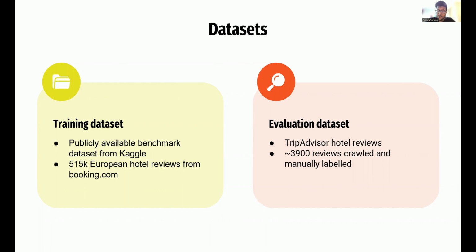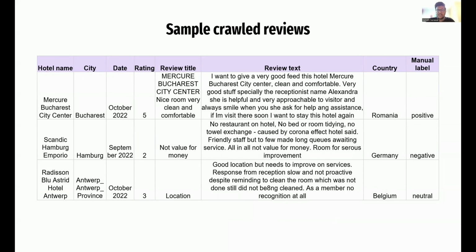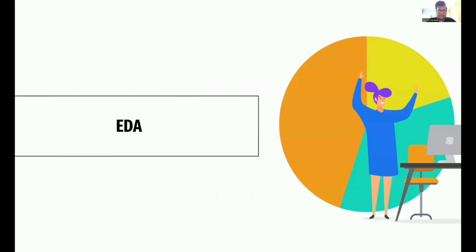As for the evaluation dataset, we crawled and manually labeled hotel reviews from TripAdvisor. This is how we prepared our evaluation dataset. We collected hotel page URLs, installed Selenium package for web interaction, collected the hotel links, collected their reviews, and labeled the data manually. These are just some samples from our evaluation dataset.